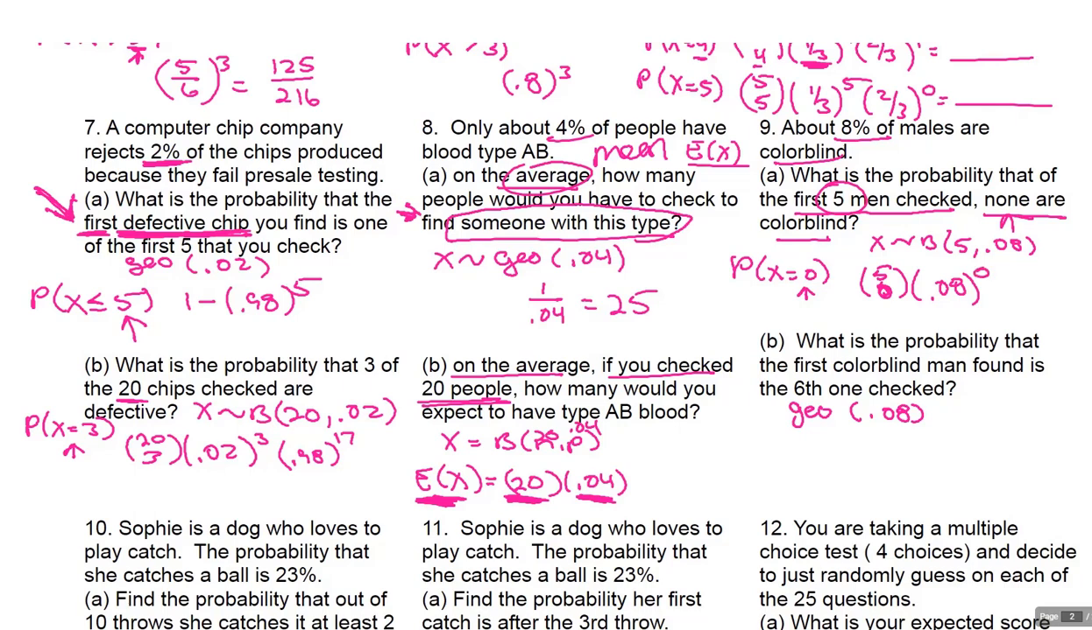5? Oh no, 0. Yeah. And that means that out of the 5, they all have to be failures, meaning they're not colorblind. So that has to happen 5 times: 0.92 times 0.92 times and so on. This is going to be 1. That's going to be the answer.